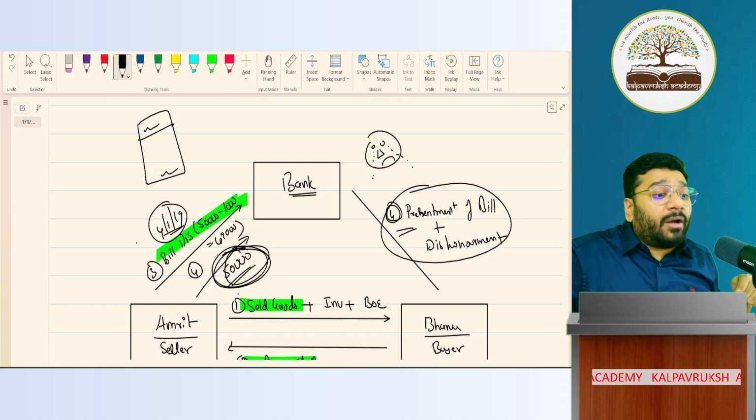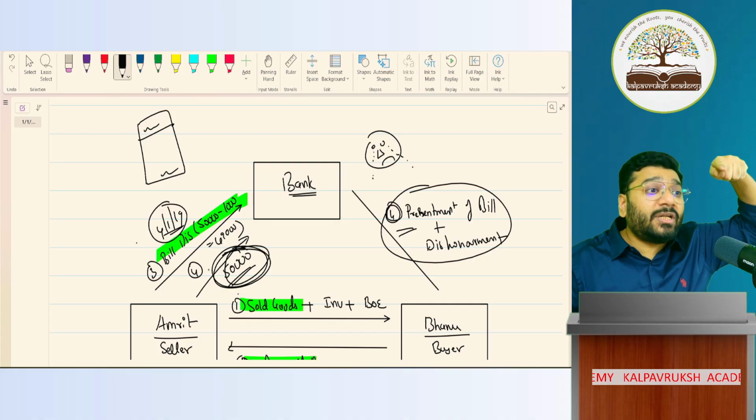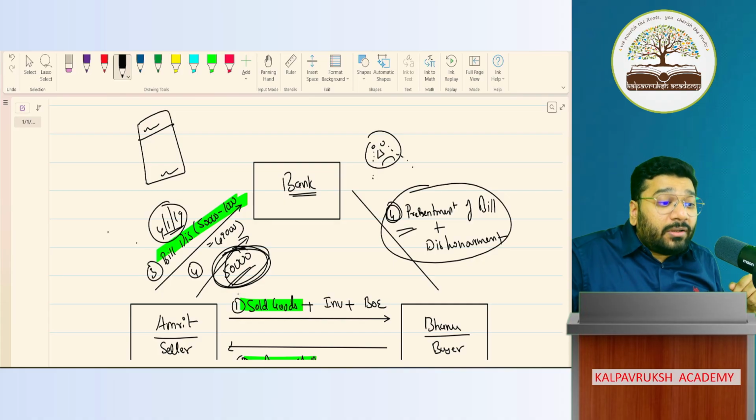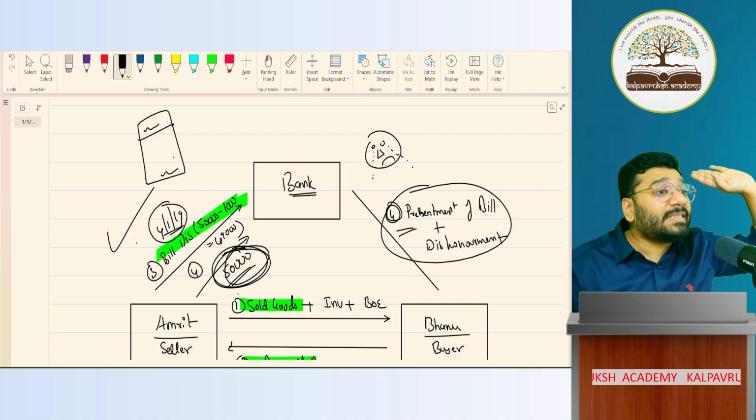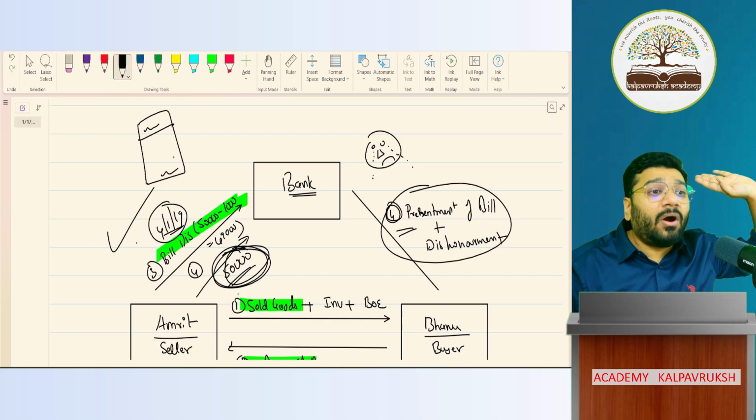But this permission is not granted on the date of dishonourment. This permission is granted to the banker when? On the date of discounting itself. On the date of discounting itself, it is granted. That is called pre-approval of the payment. Got it? Not got it?